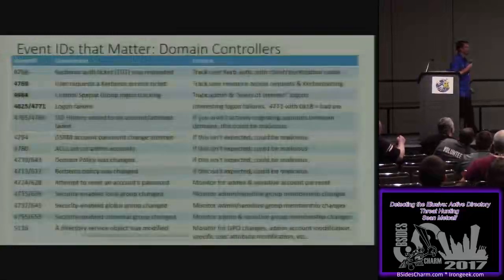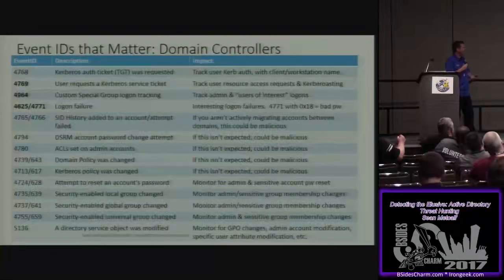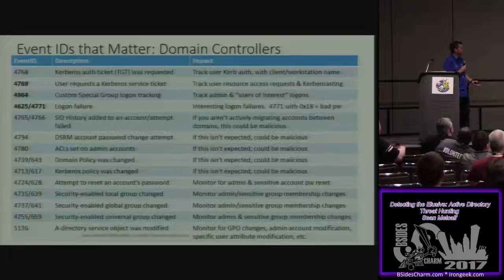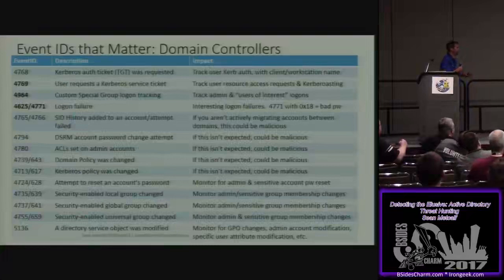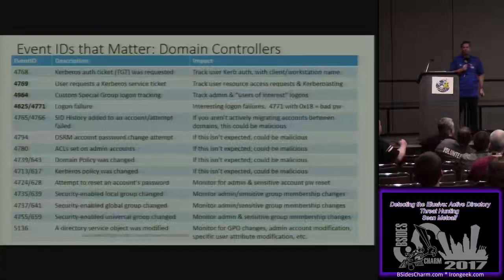So let's talk about the event IDs that matter on domain controllers. Kerberos auth ticket was requested. This is the initial Kerberos login. Kerberos service ticket request, custom special group logon tracking, logon failure, SID history added or attempted, DSRM account password change attempt. This is the local administrator account on domain controllers. ACL set on admin accounts, domain policy, Kerberos policy changing, attempt to reset account password specifically for admins or sensitive accounts, and then a number of group modifications and Active Directory modifications.